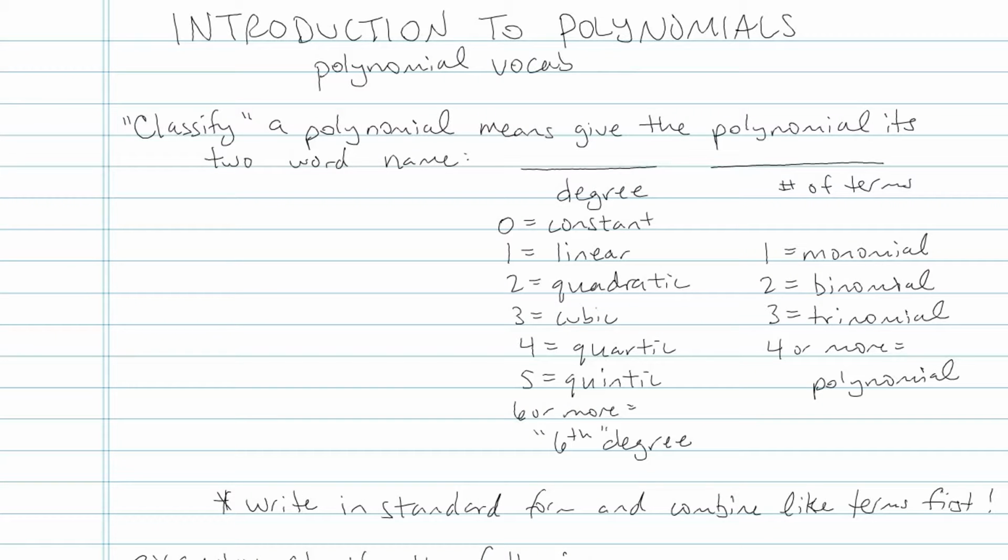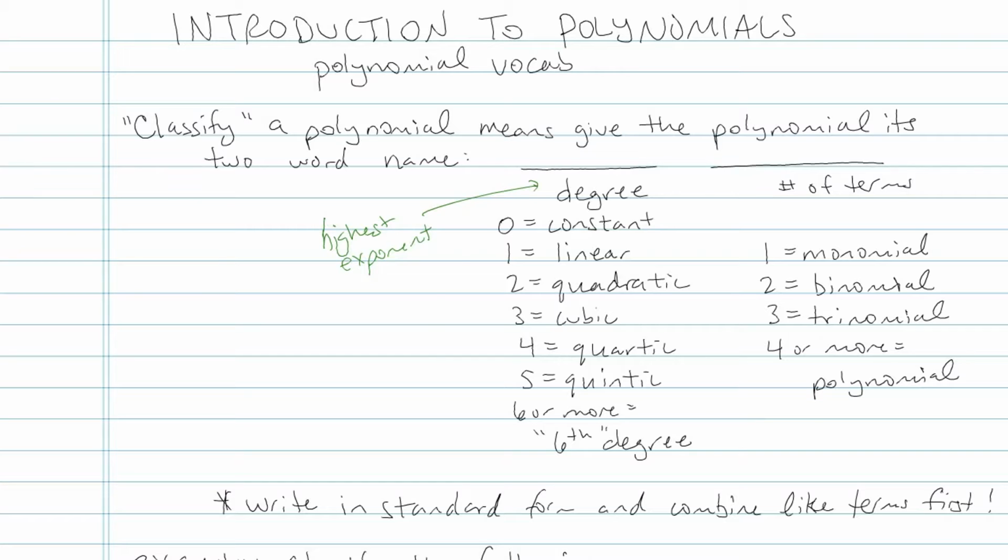www.brightstorm.com. Part of any introduction to polynomials must include polynomial vocabulary. When you're asked to classify a polynomial, what that means is give the polynomial its two-word name. The first word is referring to the degree. In case you forgot, degree is the highest exponent number. It's the highest exponent for an individual term. You don't add them up or anything. And the second word comes from the number of terms.